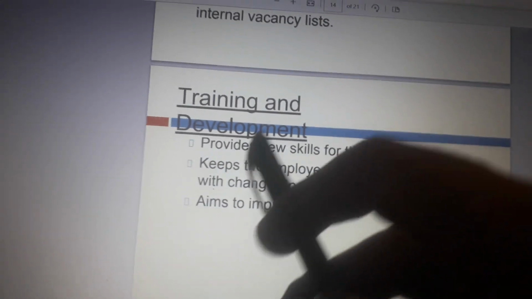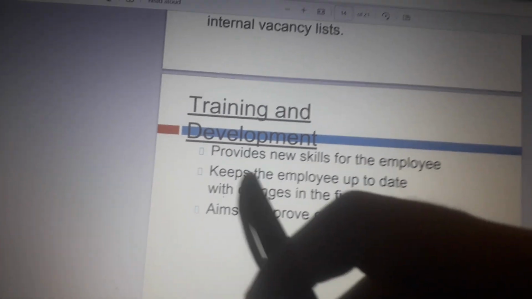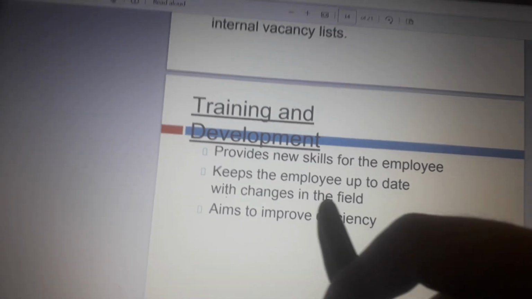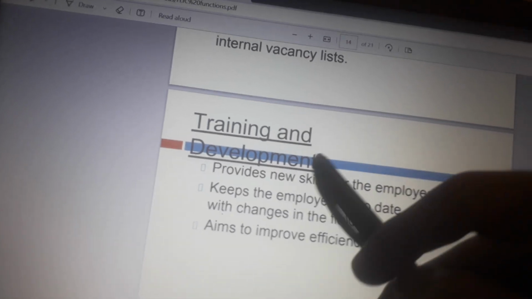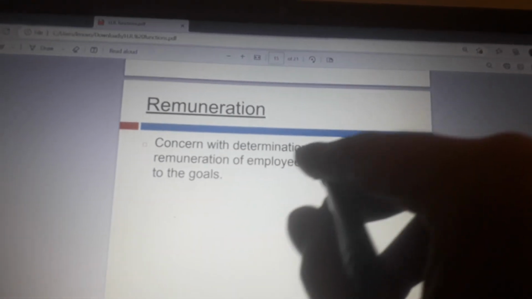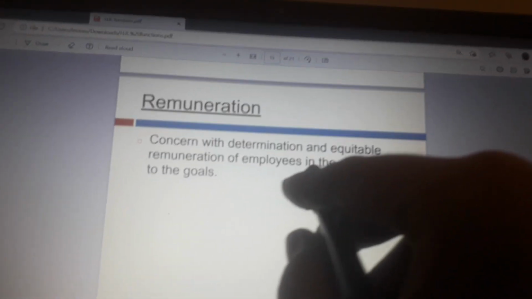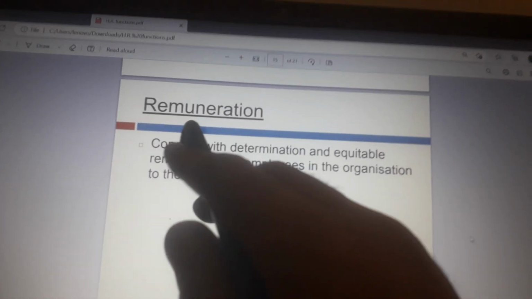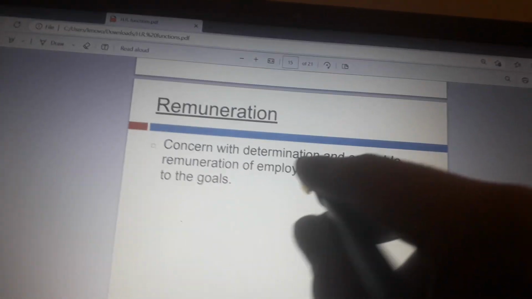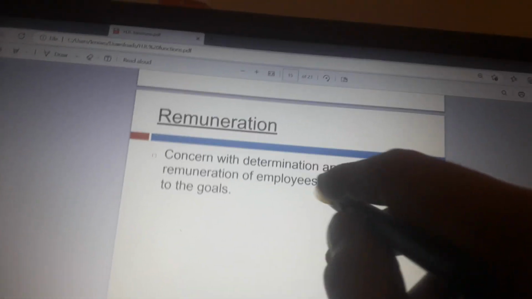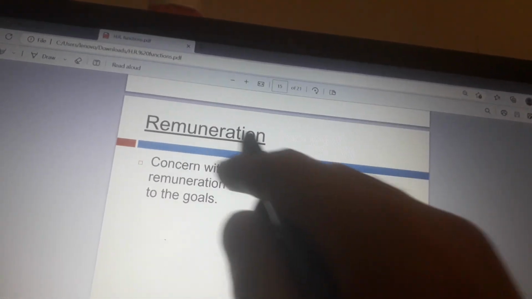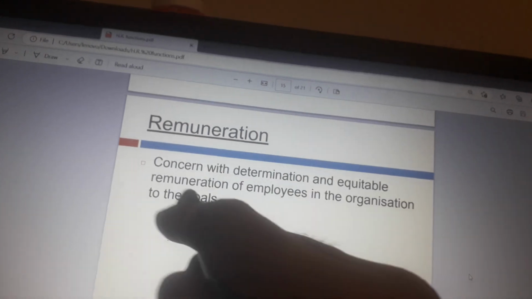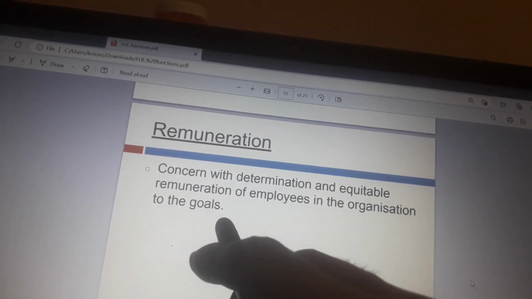Training and development provides new skills for employees, keeps the employee up to date with changes in the field, and aims to improve efficiency. Remuneration is concerned with the determination and equitable remuneration of employees in the organization according to the goals.